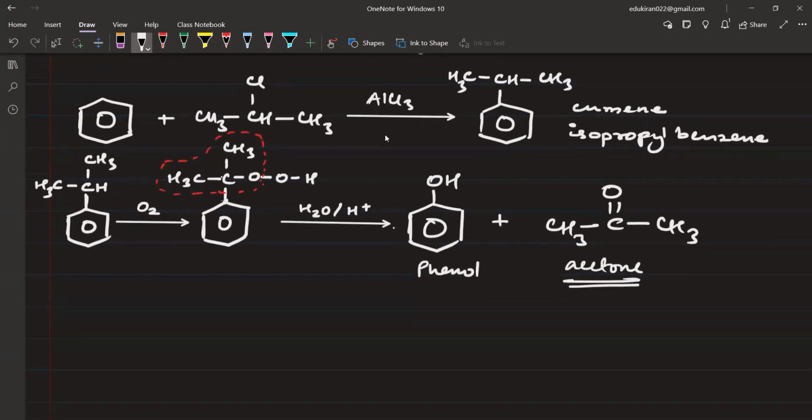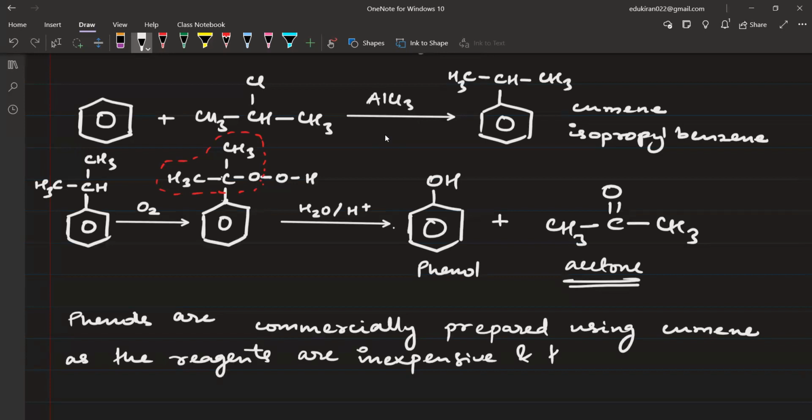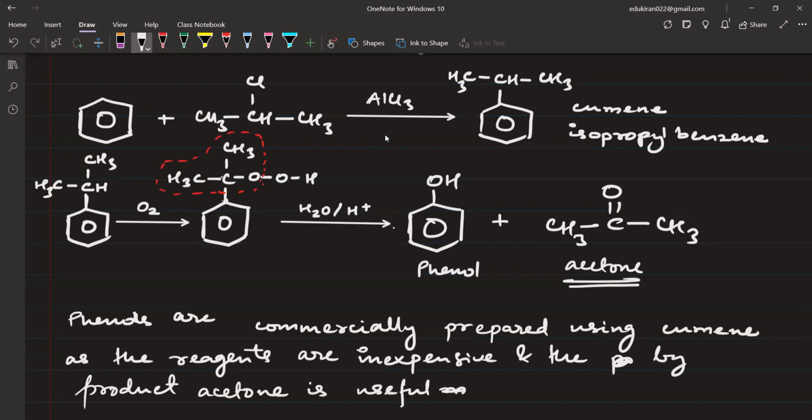Please write, phenols are commercially prepared using cumene as the reagents are inexpensive, not very expensive, and the product formed and the byproduct acetone is a useful material, useful substance.